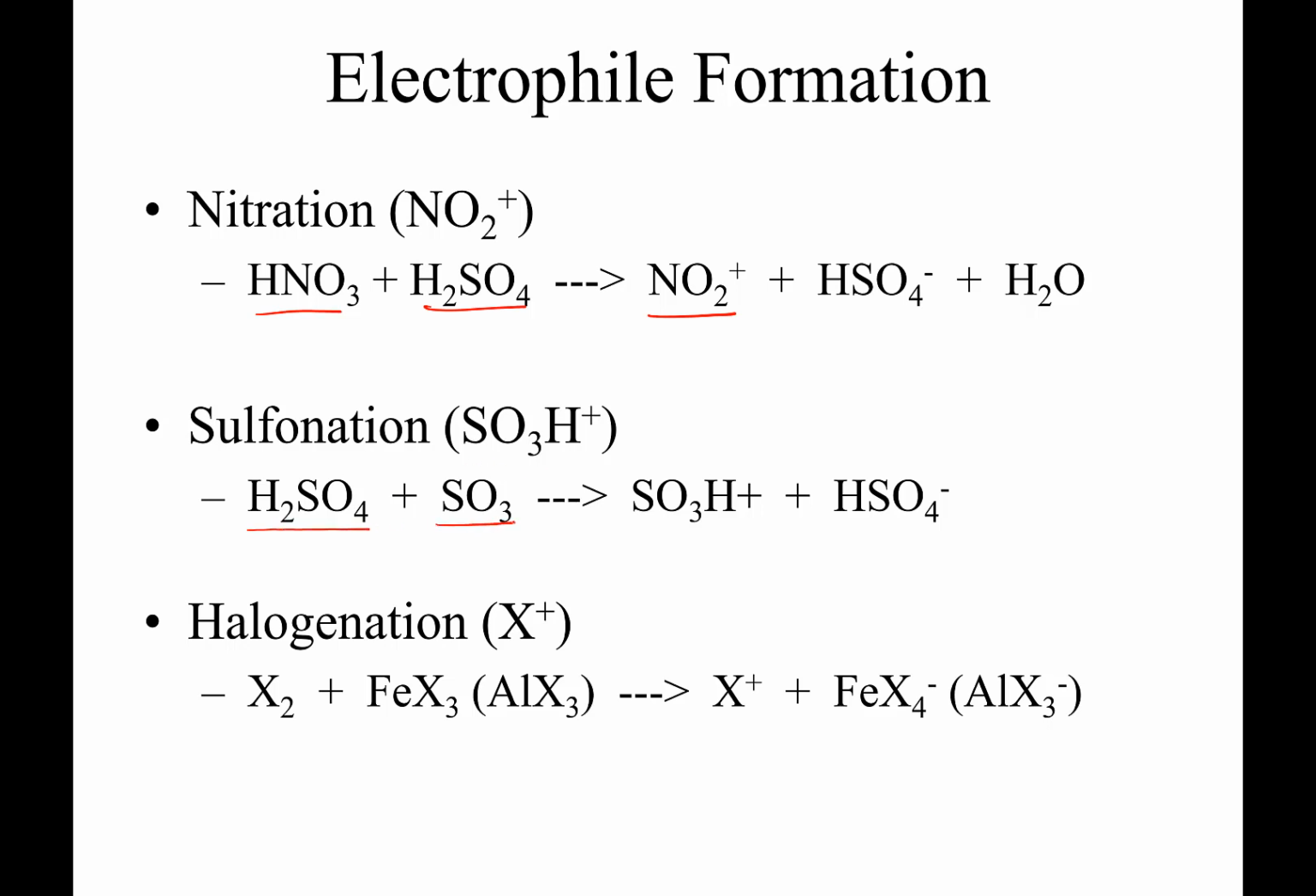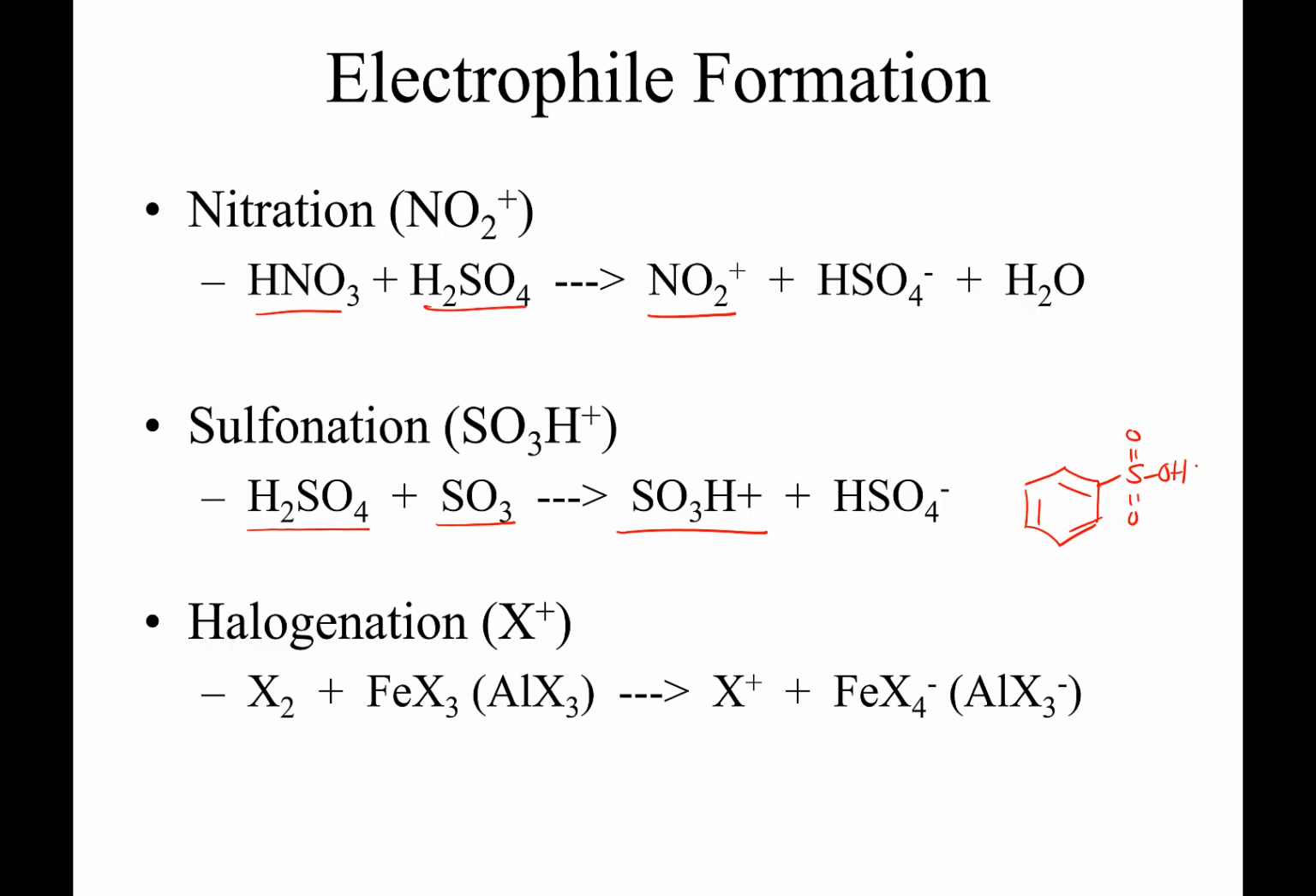Add sulfuric acid to SO3, and you just simply protonate the SO3 to make the SO3H plus. And when you add that to the benzene ring, you make what's called benzene sulfonic acid. We'll come back to that because that is one atom away from being a tosyl chloride.